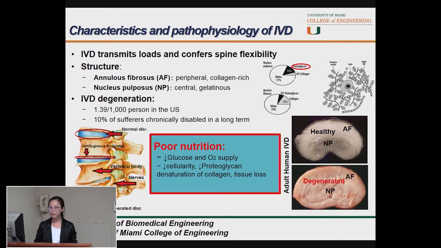IVD degeneration is characterized by the loss of mitochondrial NP cells in the center and their ability to produce proteoglycan.